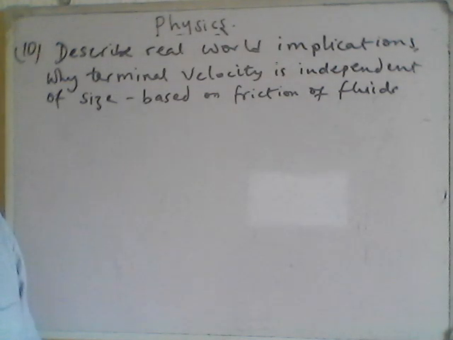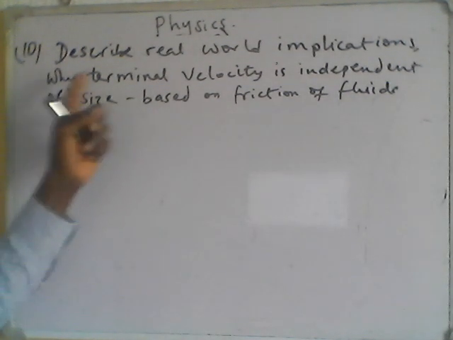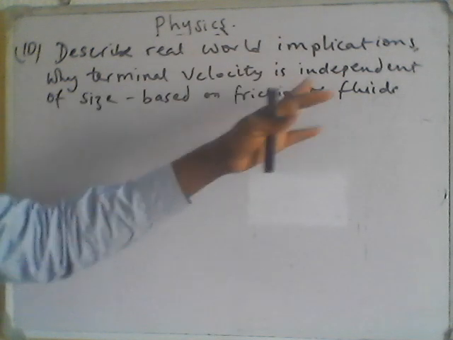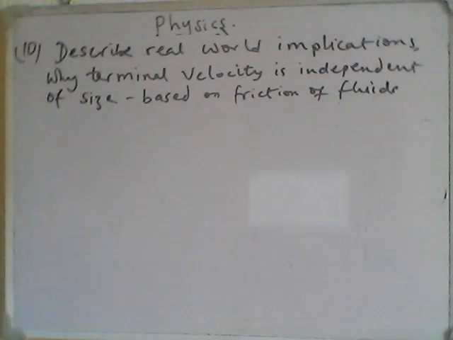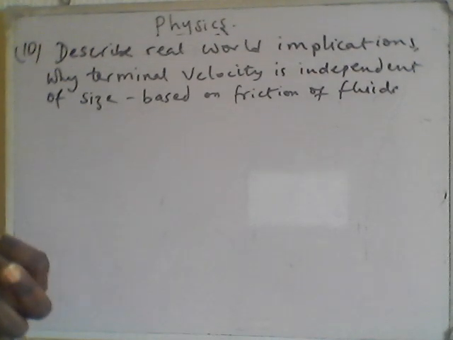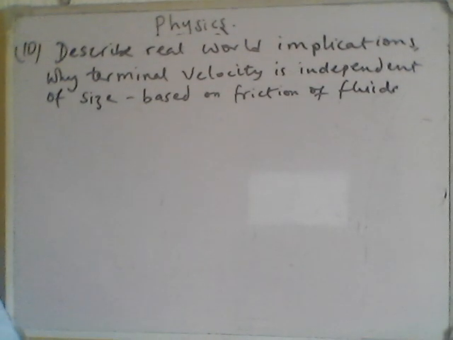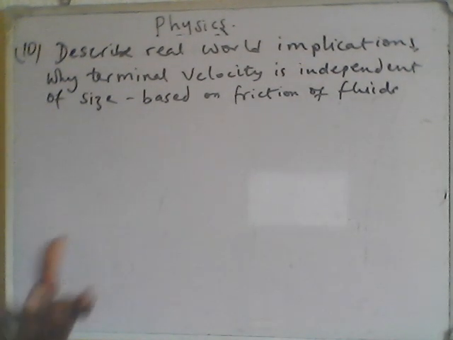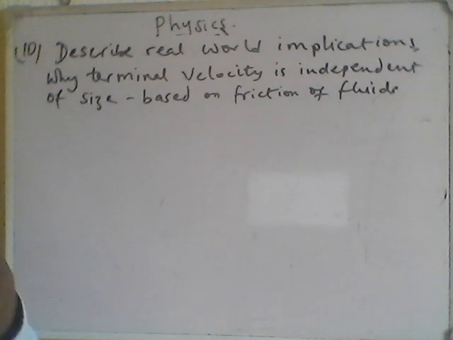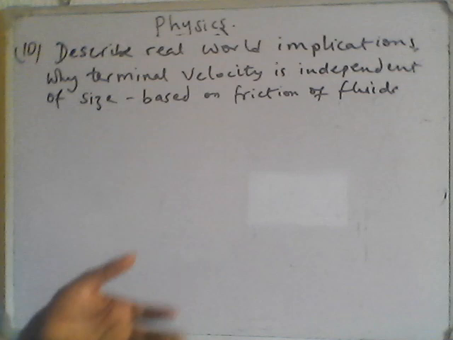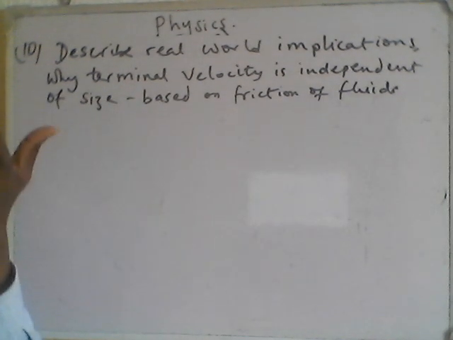Okay, so finally I have this question on the board. This question actually is conceptual, so that we can understand what we're talking about here. It says we should describe a real-world implication of why terminal velocity is independent of size, based on friction of fluid. You know, friction of fluid, there's what we call terminal velocity, and the terminal velocity is not dependent on size. Understand? Rather, it's influenced by several factors, including shape, density of objects, and the fluid's viscosity and density. However, the question here likely refers to why objects of different sizes can sometimes reach similar terminal velocities, or why mass alone does not determine terminal velocity.